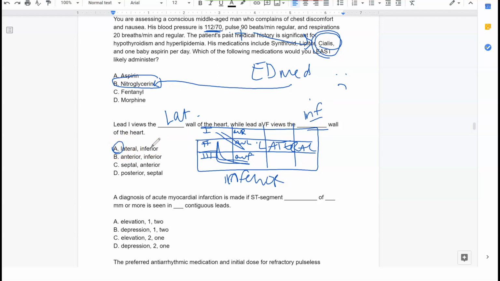A diagnosis of an acute myocardial infarction is made if there is ST segment elevation, right? I'll just fill that in right there. Elevation of 1 millimeter is seen in 2 or more contiguous leads.